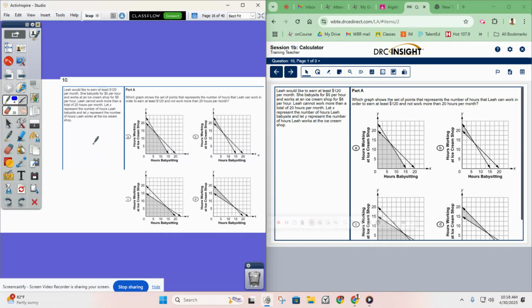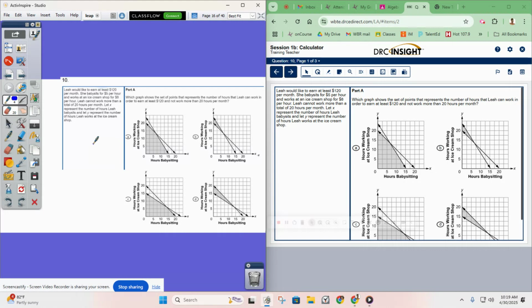It says that Leah would like to earn at least $120 per month. She babysits for $5 an hour and works at an ice cream shop for $8 an hour. Leah cannot work more than a total of 20 hours per month. Let x represent the number of hours she babysits and y the number of hours she works at the ice cream stand. Part A asks which graph shows the set of points that represents the number of hours she can work in order to satisfy both of these conditions.